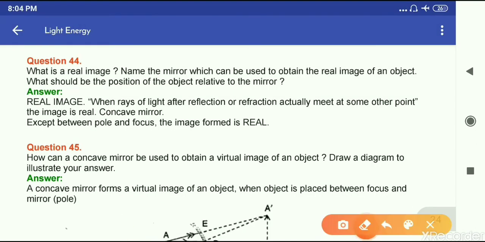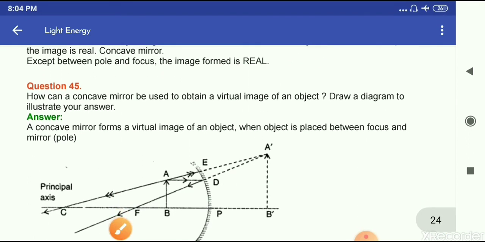When rays of light after reflection or refraction actually meet at some other point, the image is real. The answer for the mirror is concave mirror, and except between pole and focus, the image formed is real.